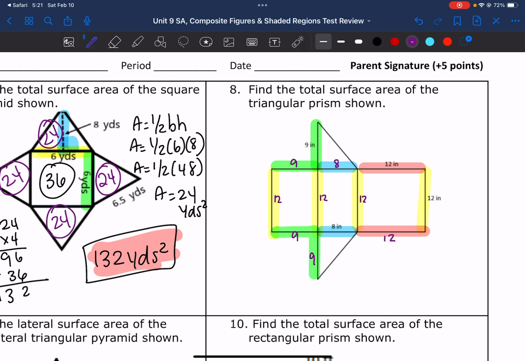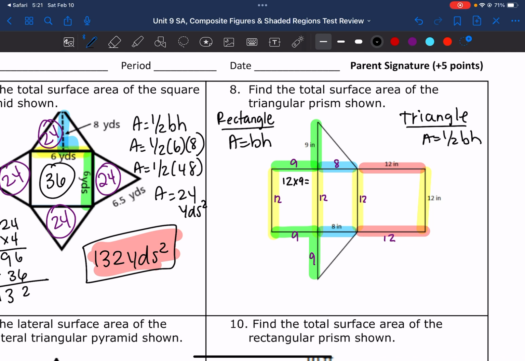Now, I suggest you cover it up on the test either with your hand or you can ask me for an index card. Okay, but we're looking just at this one right here. That is going to be 12 times 9. Now, I know that for the rectangles, I am going to be using area is equal to base times height. I'm going to multiply the two lengths that I find on it. For a triangle, I am going to use area is equal to 1/2 base times height. All right, so let's continue.